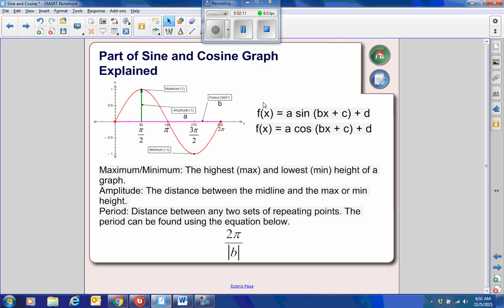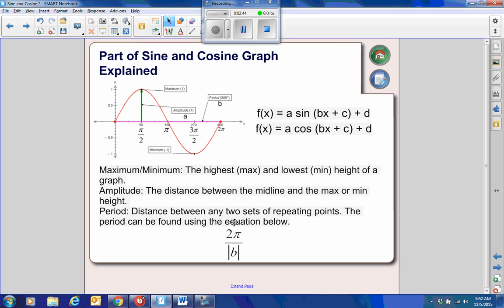Okay, now that you've unpaused, here's some more details to write. Of course, here's maximum and minimum written out for you. Amplitude, I like to say it's the distance between the midline and the max or the min height, because I want you to recognize that this line, this pink line, is also the midline, which I'll give you more information about in a second. And the period is the distance between any two set of repeating points. So starting here and ending here is the period.